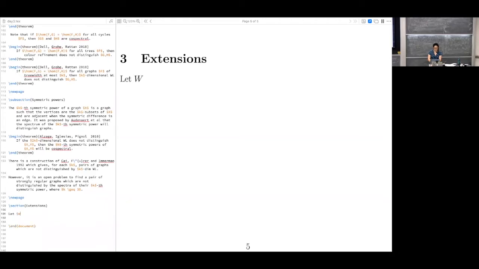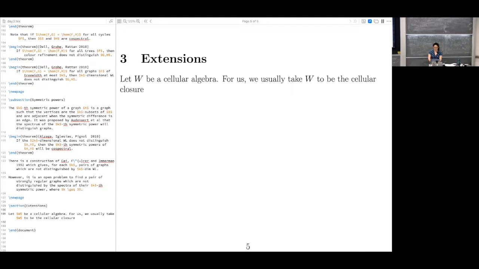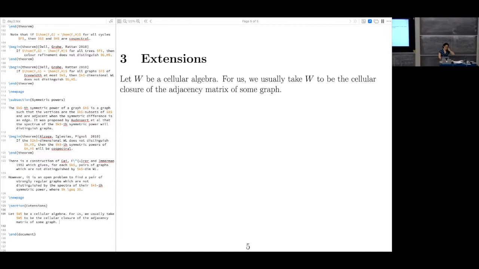So let W be a cellular algebra. For practical uses, we will consider W to be the cellular closure of the adjacency matrix of some graph. The cellular closure, again, is the smallest cellular algebra containing the adjacency matrix.